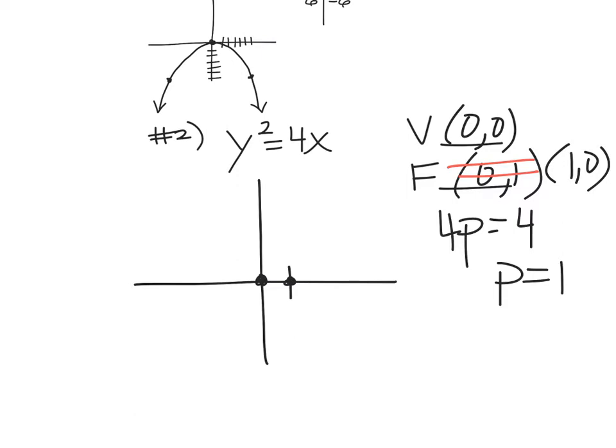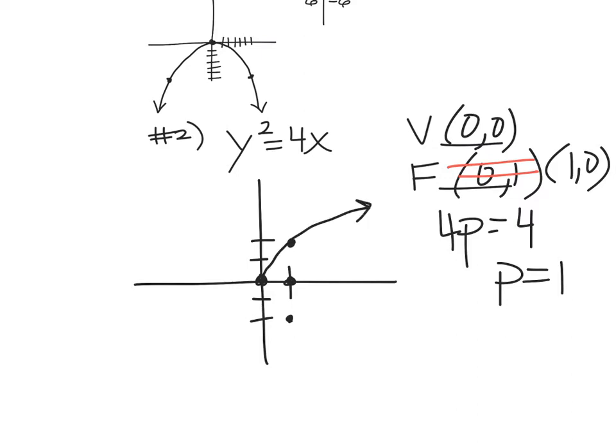We're actually going to get some actual points here. Now, if you have the focus, what you can do is graph it using the focal width. What's the focal width? 4. Okay, so from the focus, if we go a distance of 2 up and a distance of 2 down, that'll make a focal width of 4. And then you have your points.